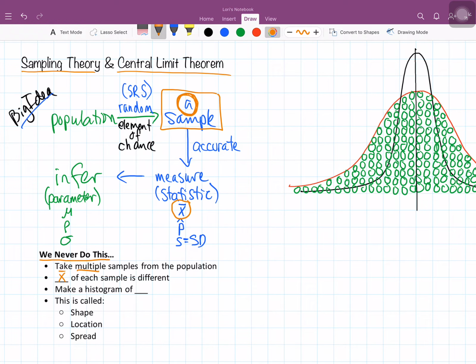If we take all of those sample means and make a histogram of them, then this is called the sampling distribution of the means. And this sampling distribution of the means, this histogram of all those x bars, has, just like every other histogram, a shape, a location, and a spread.